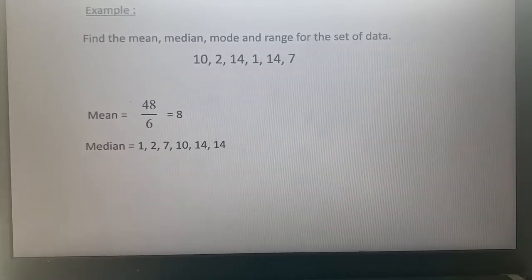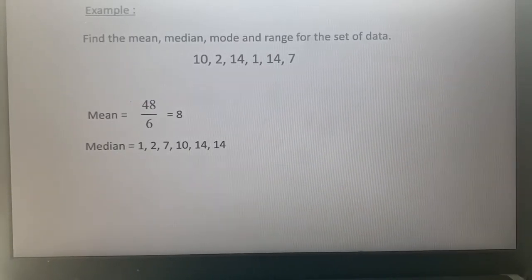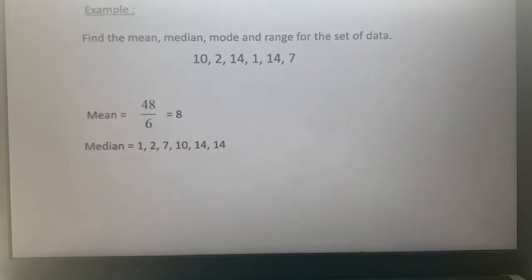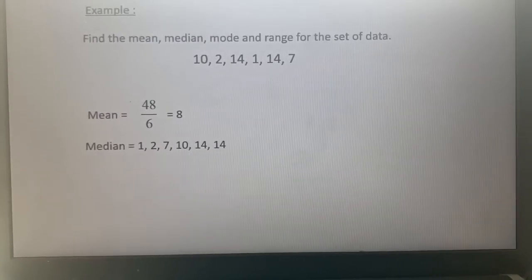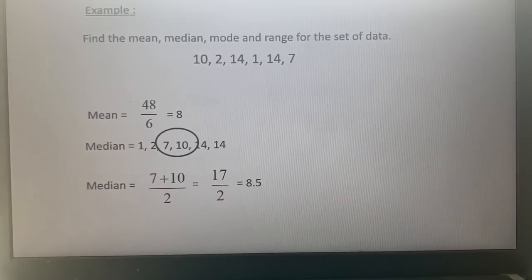So the lowest value is 1, up to the highest value of 14. This is very important. You cannot find the median without doing this first of all. And then we can see that the middle value is actually falling between two values. It's falling between 7 and 10, which would be halfway between those. So the easiest way to work out halfway between two values is add them together and divide by 2. So 17 divided by 2, which is 8.5. And the mode, there's 2 14s and one of every other value, so the mode is 14.